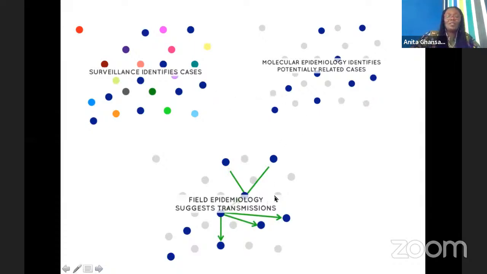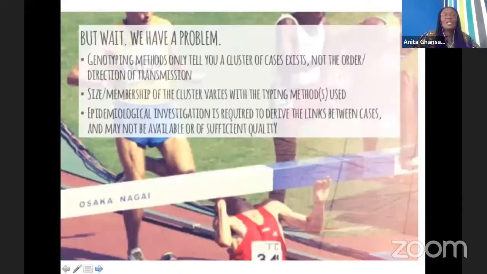Then the field epidemiologist is interested in tracking the transmission, how the infection is being transmitted. But that is not enough. These genotyping methods may not necessarily tell you the order or the direction of the transmission. And the size of the clusters that you attain from the genotyping will depend on the type of method that you use. The more detailed you go, the more information you get about the pathogen you are interested in.